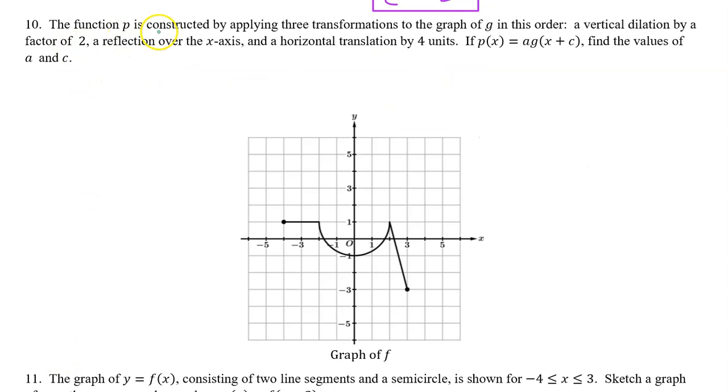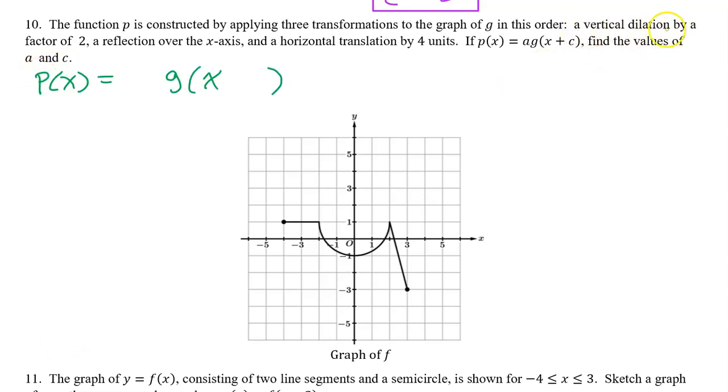Number 10. The function p is constructed by applying 3 transformations to the graph of g in this order: a vertical dilation by a factor of 2, a reflection over the x-axis, and a horizontal translation by 4 units. If p of x is a times g at x plus c, find the values of a and c.